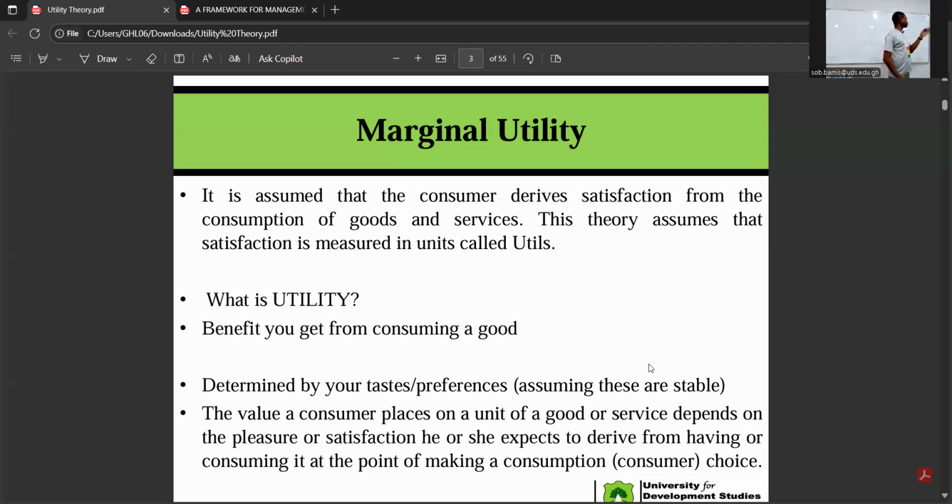So if you consume products X and Y, your total utility will be the satisfaction you get from consuming a given set of units of X and that of what? Y. So we call that total what? Total utility. The total satisfaction we derive from consuming goods and services.